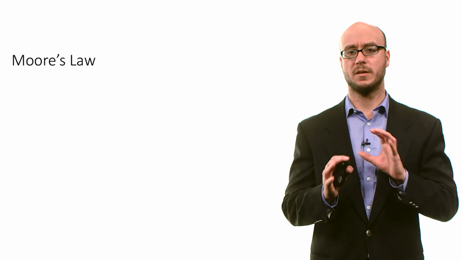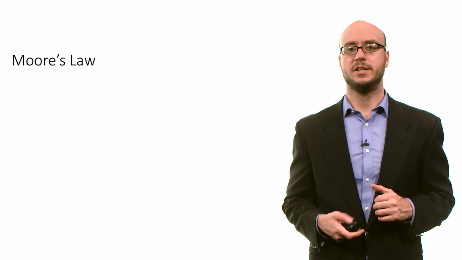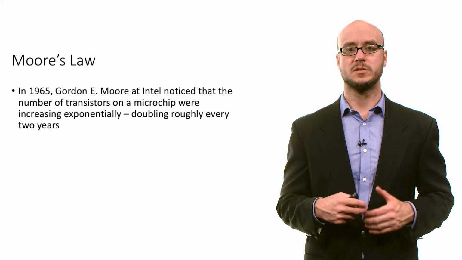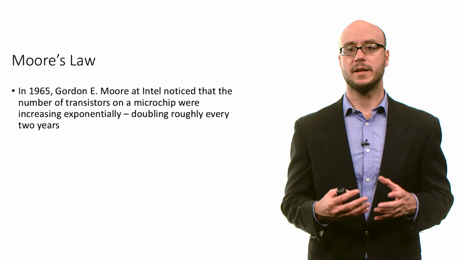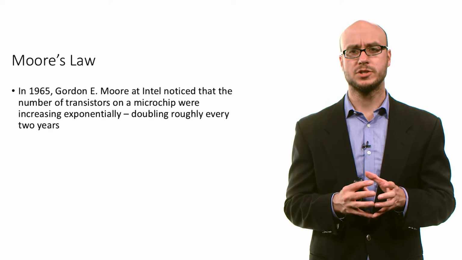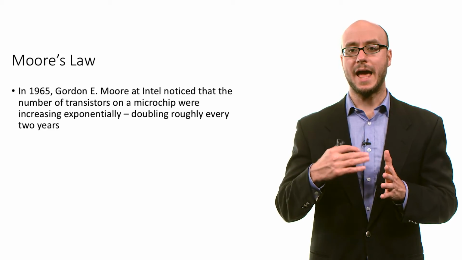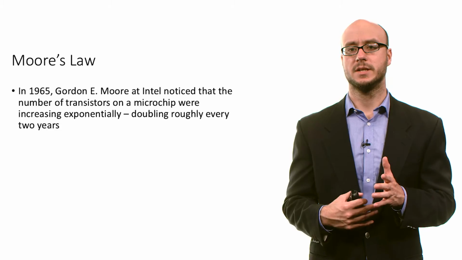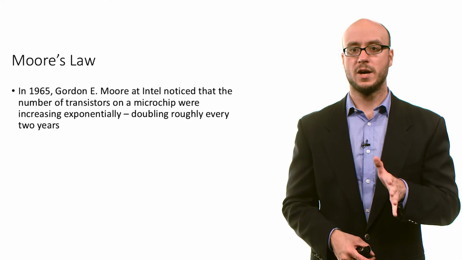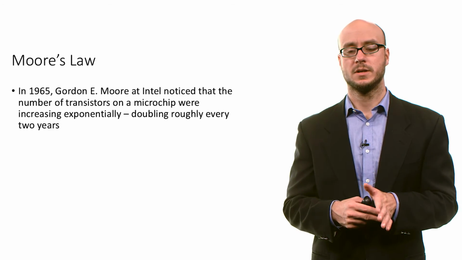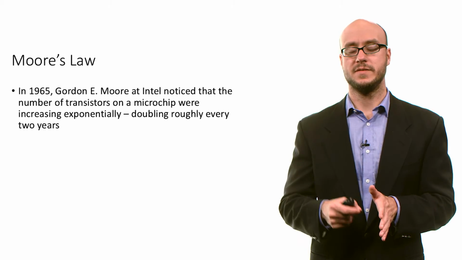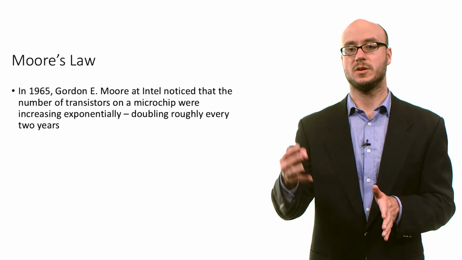Another common nonlinear pattern has to do with Moore's law, and we're going to look at Moore's law to think about what it means to do a nonlinear transformation. Moore's law is based on the computer scientist Gordon E. Moore. He worked at Intel, and in 1965, he noticed that the number of transistors on a microchip were increasing exponentially, meaning they were doubling every 2 years. So in year 1, if they had 2 transistors on a microchip, 2 years later they would have 4 transistors, and then they would have 16 transistors on a microchip, and so on and so forth.